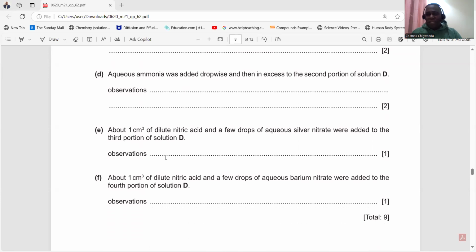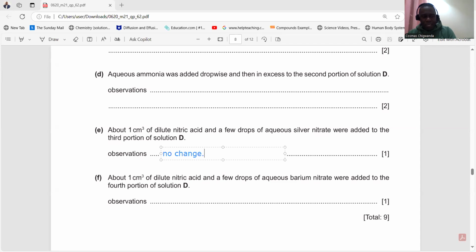So what do we expect? There will be no change because the test is a standard test for chloride, but the question says this is actually aluminum sulfate, okay? So in this one, we are going to say no change. All right, I hope you understand what we mean here.